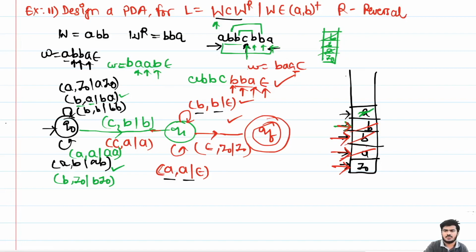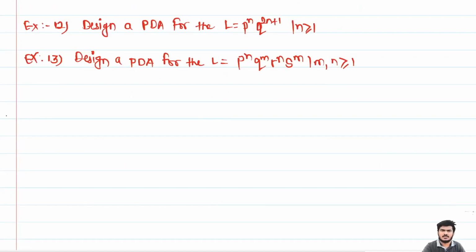Okay, so I will give 2 questions as homework to you. Please try to do that so that you will get an idea. So the questions are like this. The first question is that we have to design a PDA for the language p raised to power n and q raised to power 2n plus 1. We have already designed a PDA for the language p raised to power n q raised to power 2n where n is greater than or equal to 1. Here the only difference is that we have one extra, so you can easily solve this example by referring to the previous example.